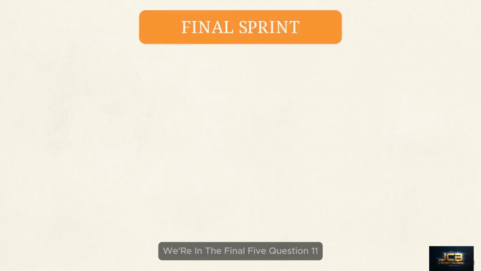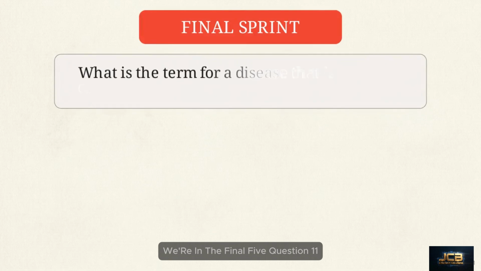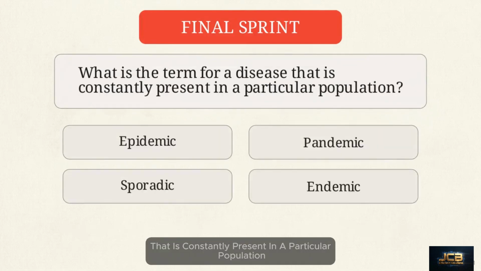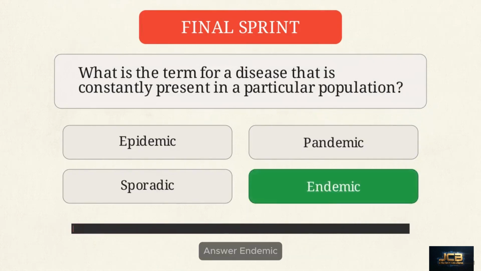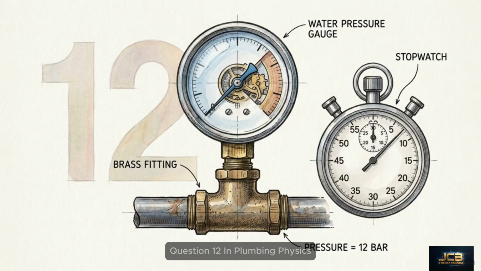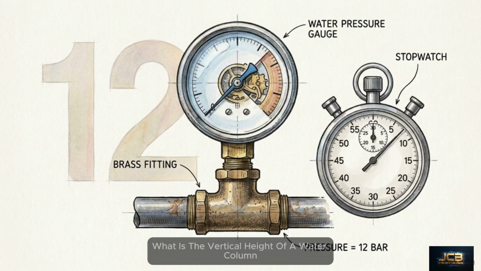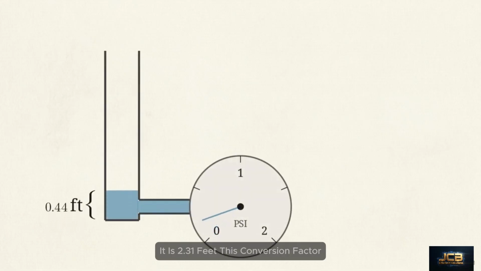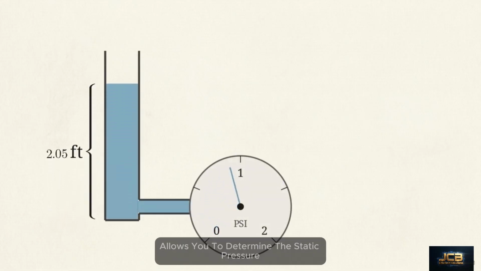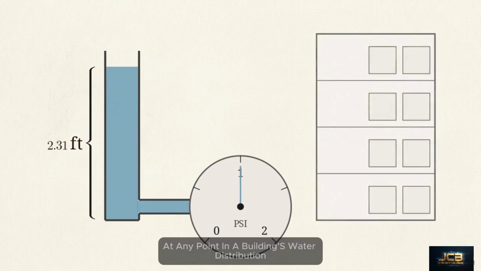Keep your momentum. We're in the final 5. Question 11. What is the term for a disease that is constantly present in a particular population? Answer: endemic. Question 12. In plumbing physics, what is the vertical height of a water column that produces 1 psi of pressure? It is 2.31 feet. This conversion factor allows you to determine the static pressure available at any point in a building's water distribution system.